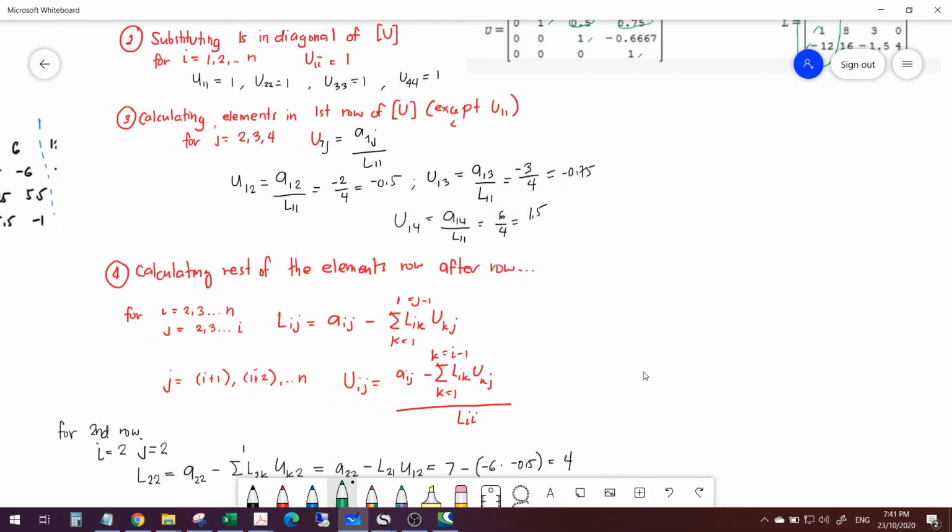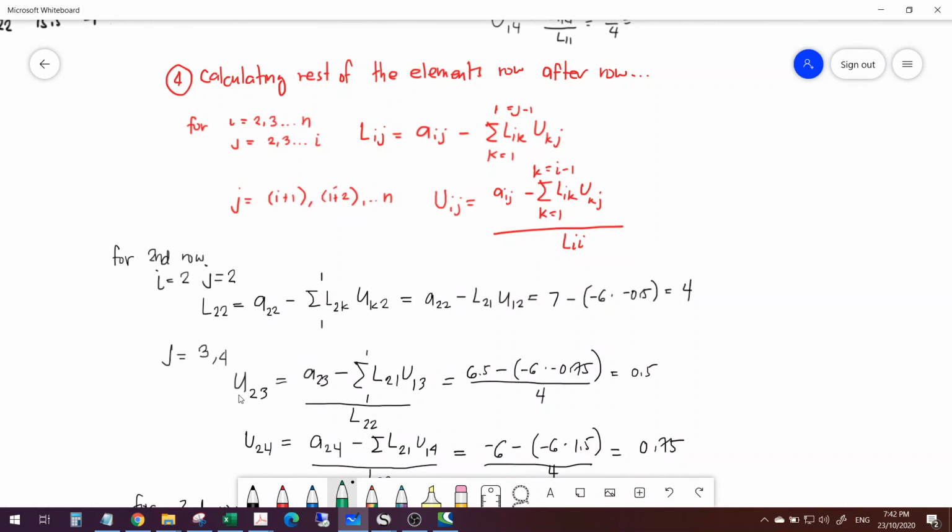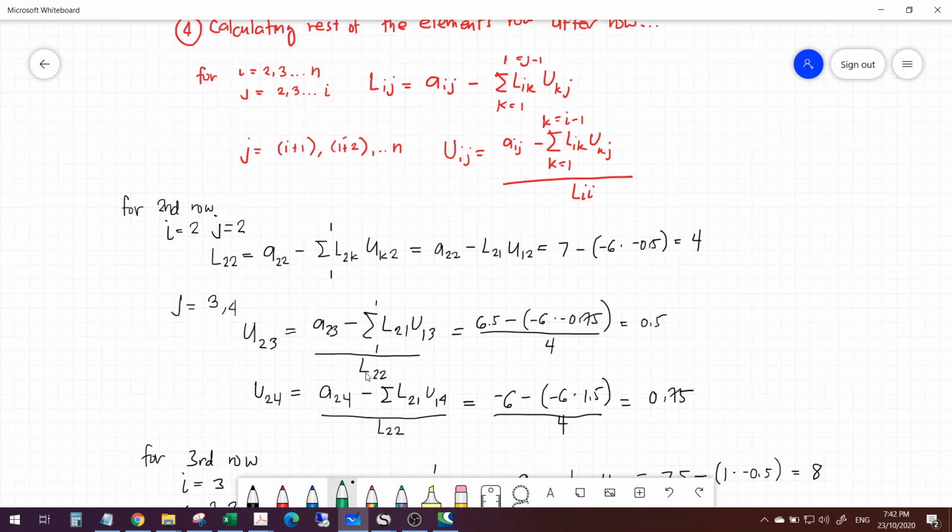Okay, next. So after getting L22, it's now time to find U23 according to the formula, because our i is 2, second row, and our j now is 3. So U23 is equal to A23 minus summation of L2k, that is L21 U13, because j is 3, over our L22. Then simply substitute the corresponding values from the A matrix, the L matrix, and the U matrix. You'll be getting U23 is equal to 0.5.